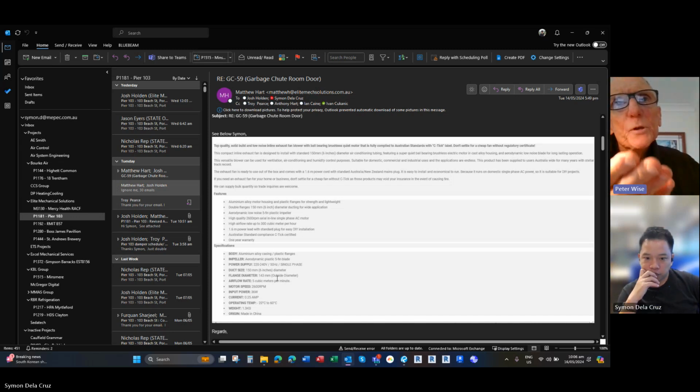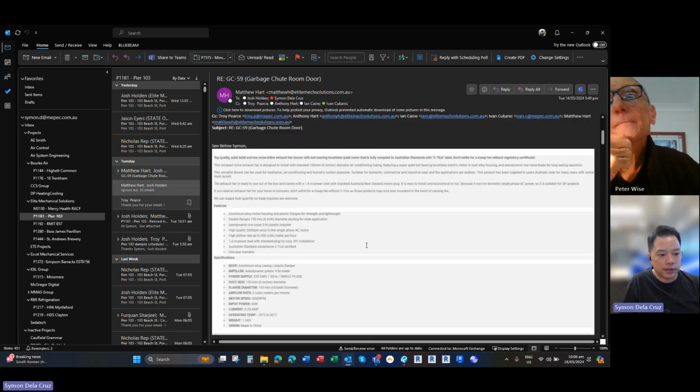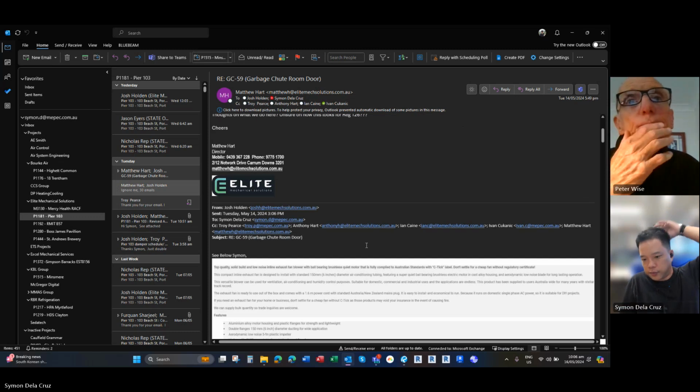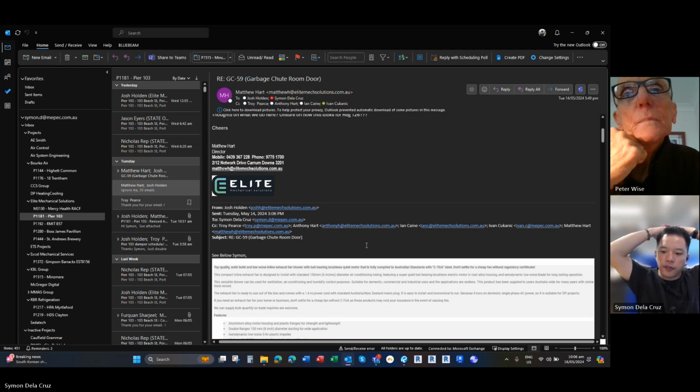Is that per floor, or where is it exhausting out? It's exhausting out on the roof. So basically, there will be one garbage chute fan on the roof.